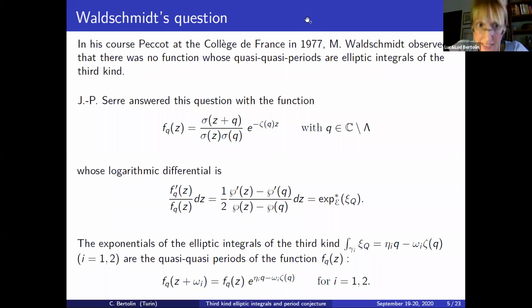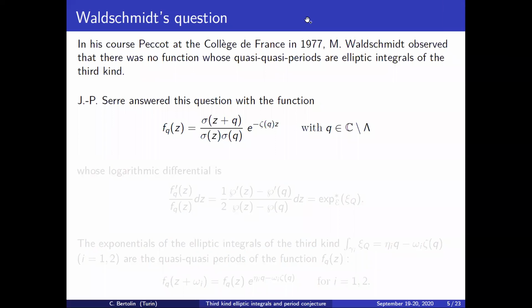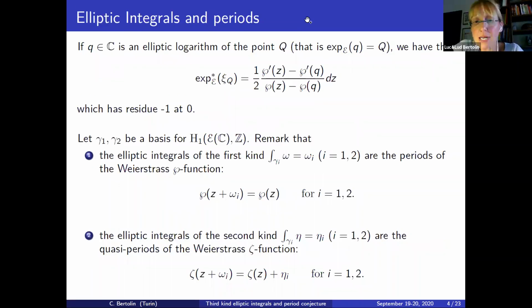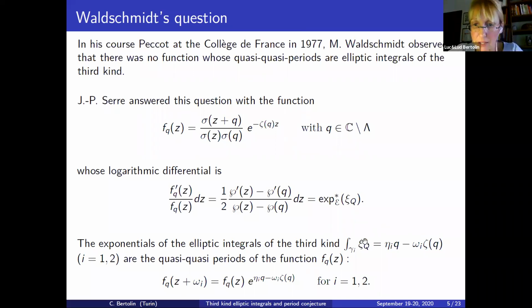Yes, yes. We know that the elliptic integral appears as a period of the Weierstrass P function. The elliptic integral of the second kind appears also as a kind of period of a function, but the elliptic integral of the third kind was a period of nothing, and Serre introduced this function, which has the property that it is a kind of period for this function fqz. Okay, great, thanks.